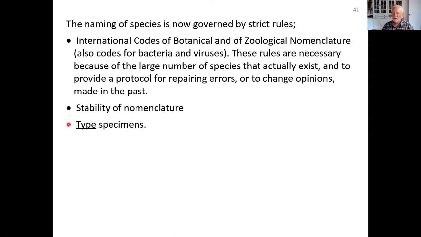So if you name a species, you can't just say, here's a species, I've named it, thank you, goodbye. You can't do that. You must say, here are the specimens. These specimens are named as type specimens. These type specimens are the ones on which the name of the species must rest. And usually the type specimens must be in some kind of national museum collection.